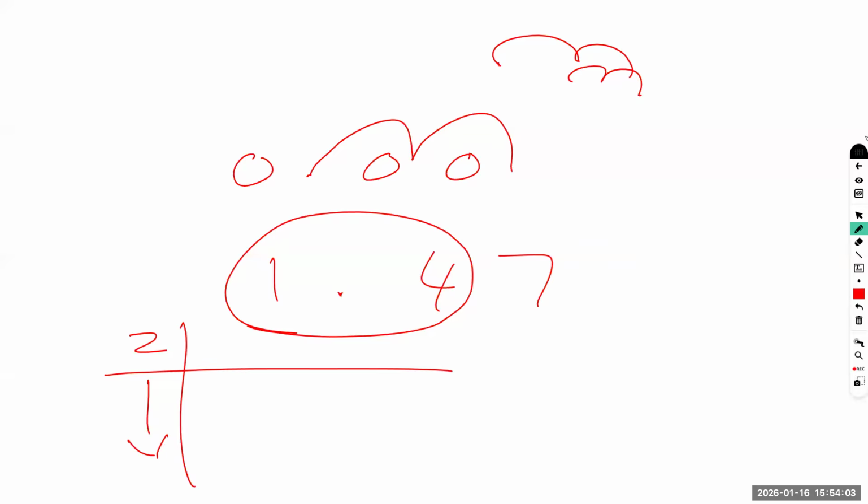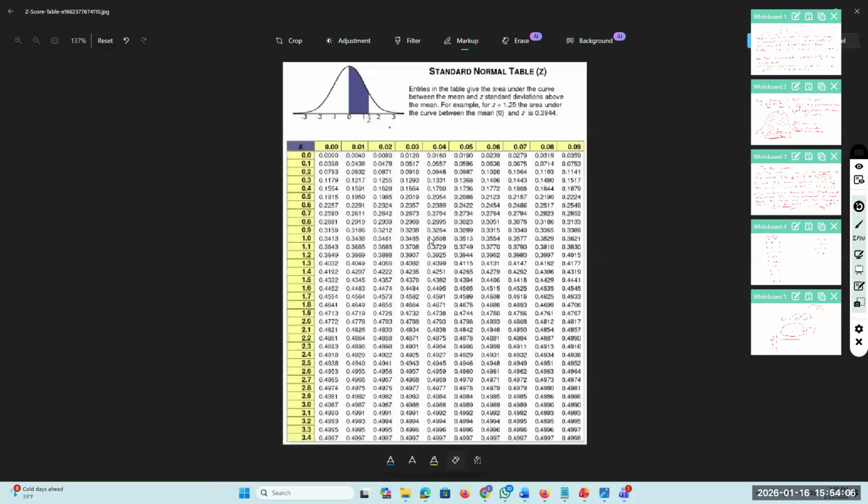Let me go back. I hope you are seeing this thing, right? Let me... where is the marker? Good. There are two things here. And this Z value. Where's my pen?